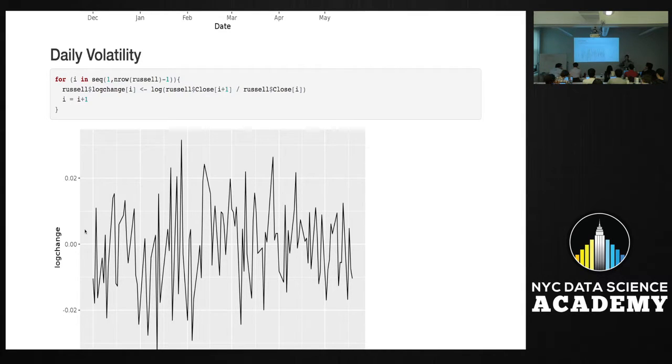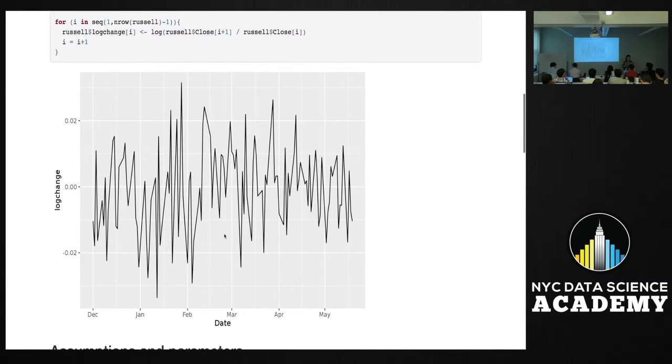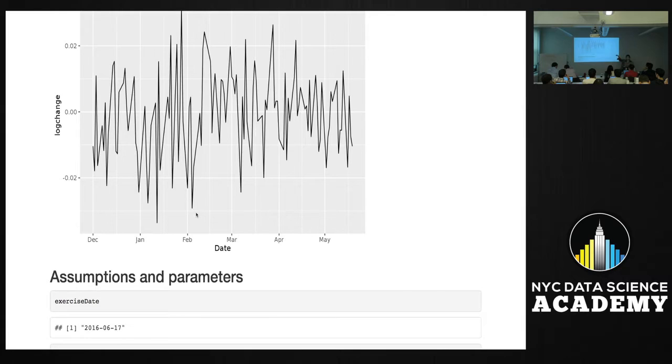So daily volatility is pretty much, you can see the line here, you're taking the log of the next day's price divided by the previous day's price. So it's pretty much the growth rate and taking a log. Stock price is a random walk, so it's a stochastic process. That's part of the reason we're using a log normal here. I just graphed out the up and down, the daily volatility, here.